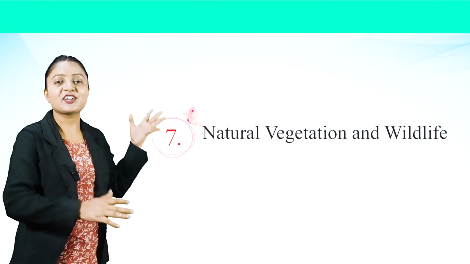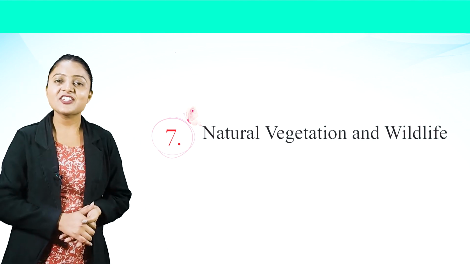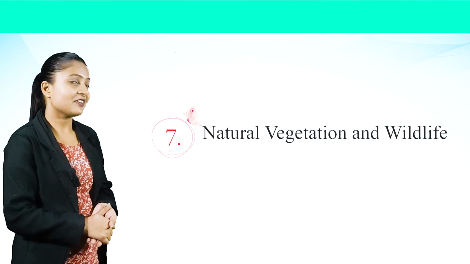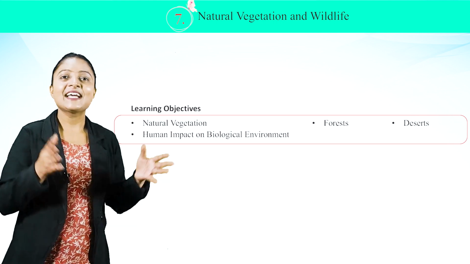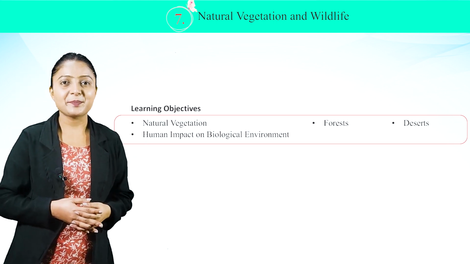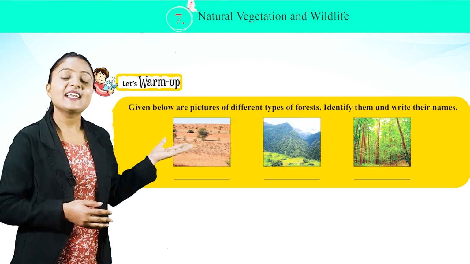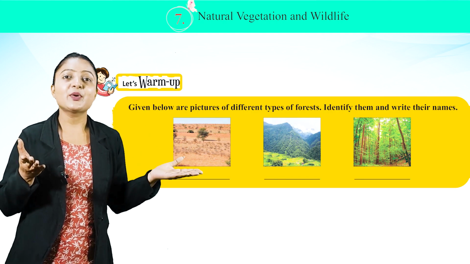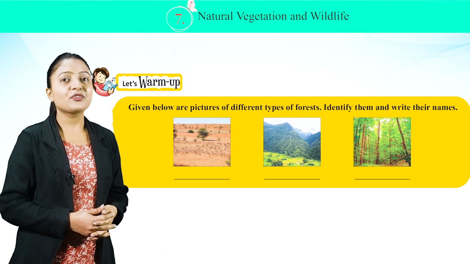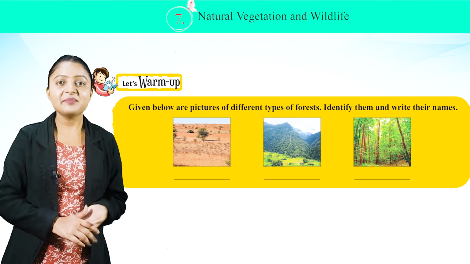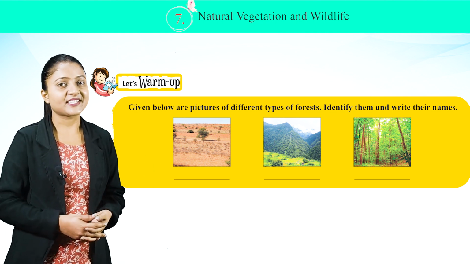Today we are going to start chapter 7 of our geography book, which is Natural Vegetation and Wildlife. Learning objectives: natural vegetation, human impact on biological environment, forest, deserts. Let's warm up. Given below are pictures of different types of forest. Identify them and write their names.